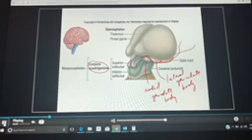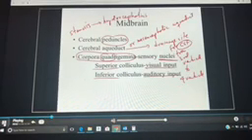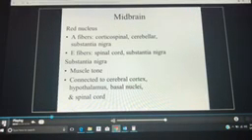Also, since we are talking about this part here, the corpora quadrigemina is also a term that describes the tectum of the midbrain, or mesencephalon. And notice here, folks, how the little purple area is what outlines our topic of discussion here, and the cerebellum. Okay, so let's take a look at the midbrain now.